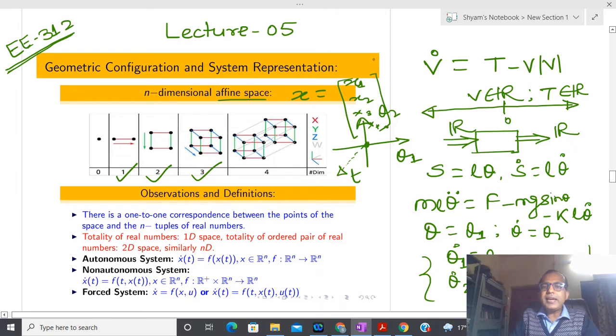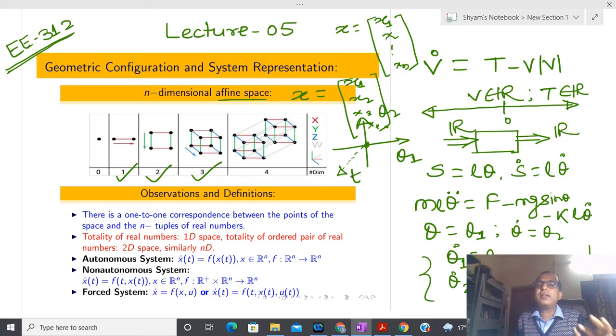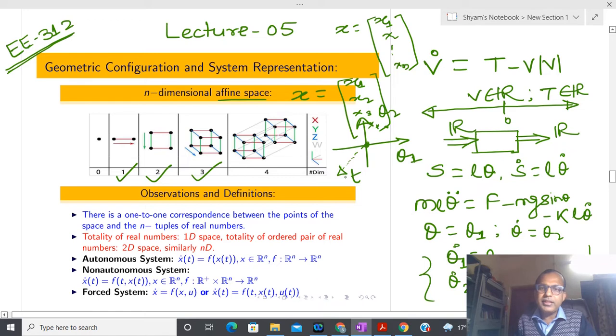Similarly, I can extend this to any order system, and at that time I have x1, x2 up to xn, if that is an n-dimensional system. We are just talking about finite dimensional systems. In this world there exist systems where I cannot define the dimension precisely. That is called an infinite dimensional system. I will give some example, but I am not going to cover infinite dimensional systems in this course. Now you can see that in this system there is a one-to-one correspondence between points of the space and n-tuples of real numbers.